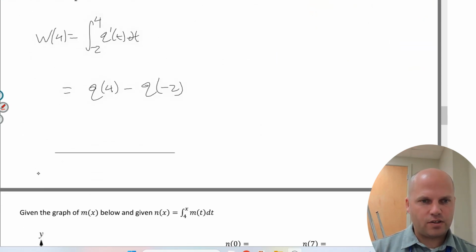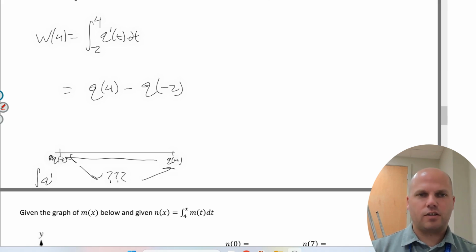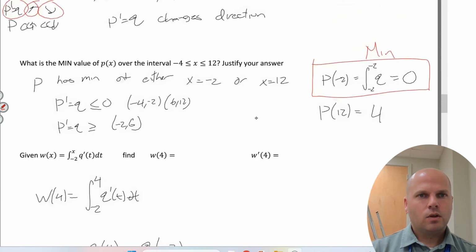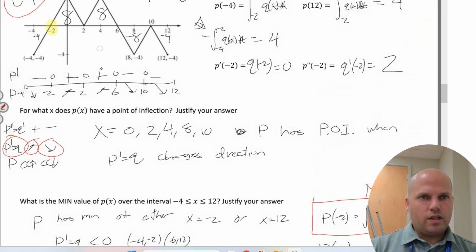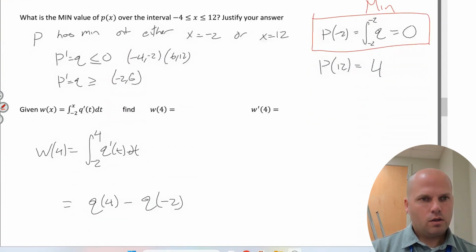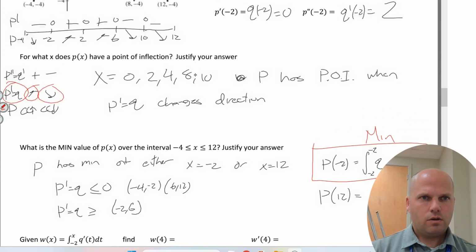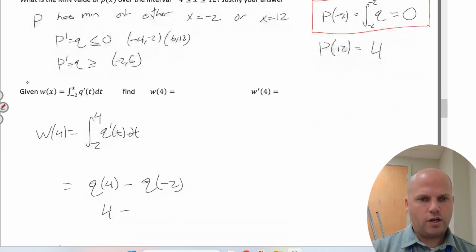Just so you make sense of this. If you want to know this value, well, you can look at Q of -2, Q of 4, see the change between these two, or this plus this equals that. That's the idea. Q of 4 is 4. Q of -2 is 0. So your answer is 4.